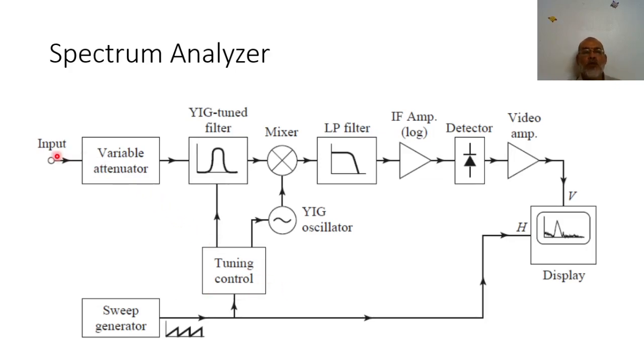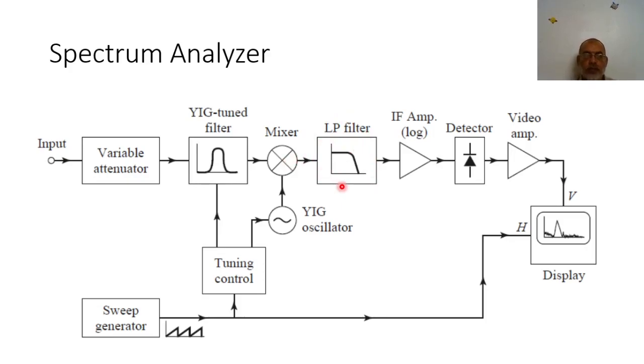Now, if our signal at a certain moment lies inside the bandwidth of the YIG tuned filter, it will pass from the YIG tuned filter to the mixer. And then the voltage controlled oscillator will be on to the mixer. So the output would be the difference between the two frequencies and the summation of the two frequencies. By using a low pass filter, we can detect the difference between the two signals.